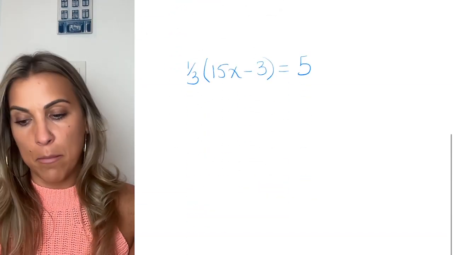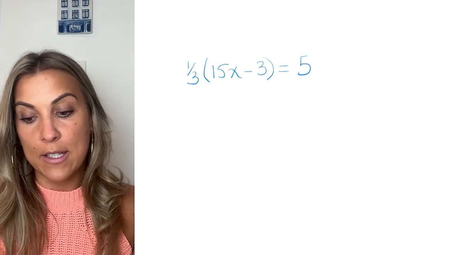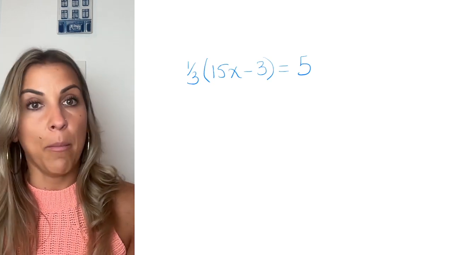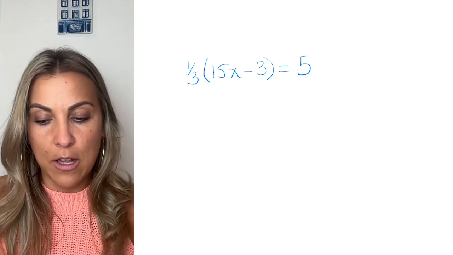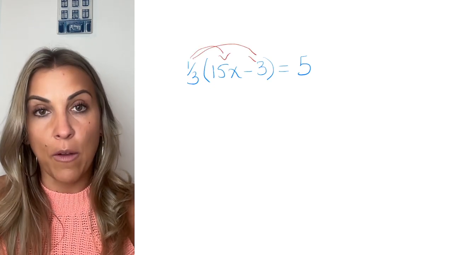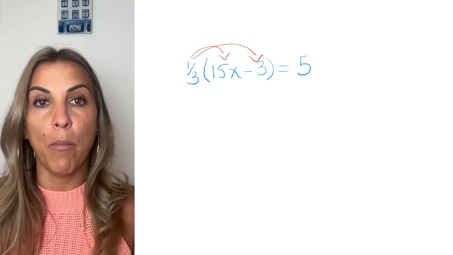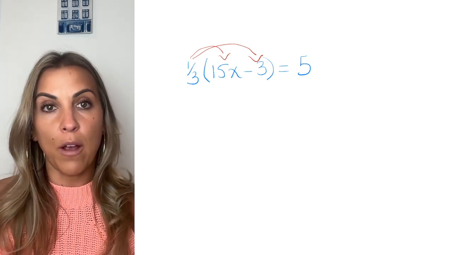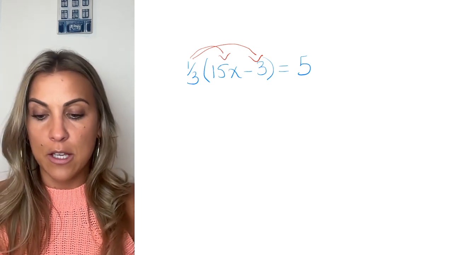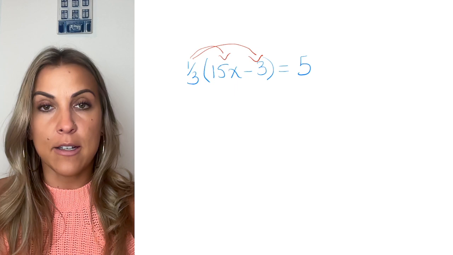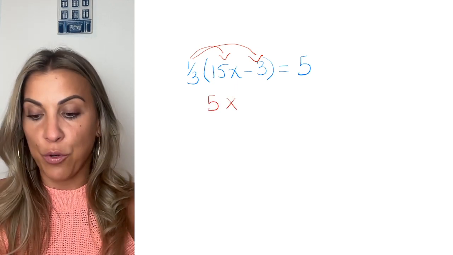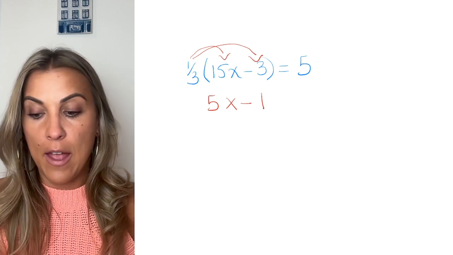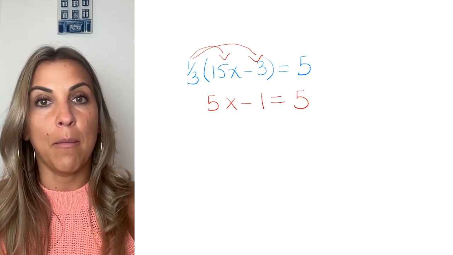And I'm going to do it by distributing. But again, if you wanted to divide by 1/3 on both sides, you could. All right, so I'm going to distribute that 1/3 out because, again, there's nothing in between the 1/3 and the parentheses. So that indicates that it's being multiplied by both of the terms inside of the parentheses. So 1/3 times 15x gives me 5x. 1/3 times negative 3 gives me negative 1. I'm going to bring down my equal sign, bring down my 5.